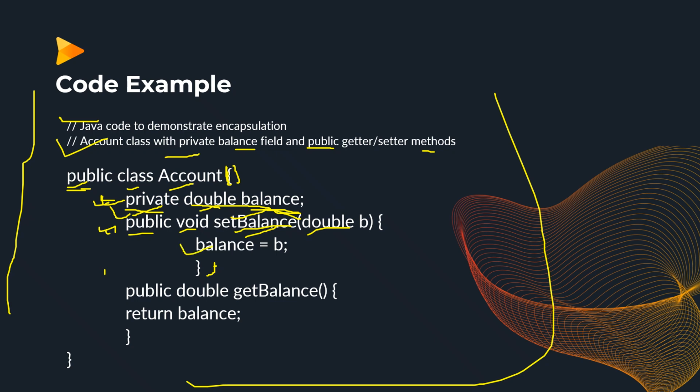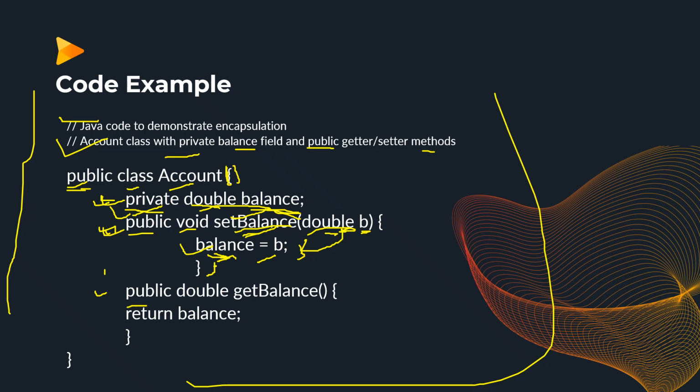Balance is the name of our variable, and b will be the parameter or argument. When we call this method, we are going to enter the parameter, and that parameter will be assigned to this balance variable. So this is the public setter method. Now we are going to see how to get the balance by using the getter method.